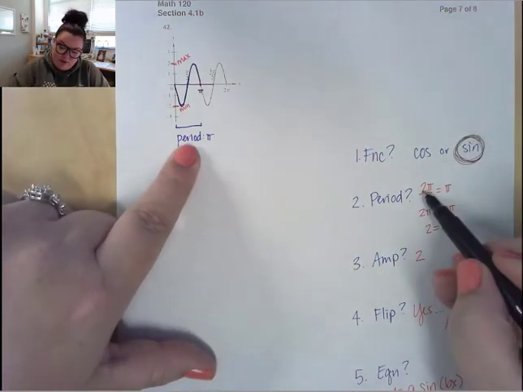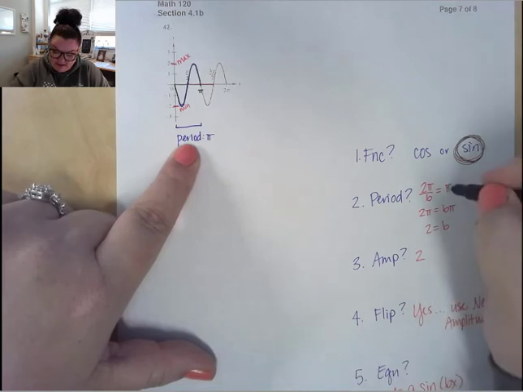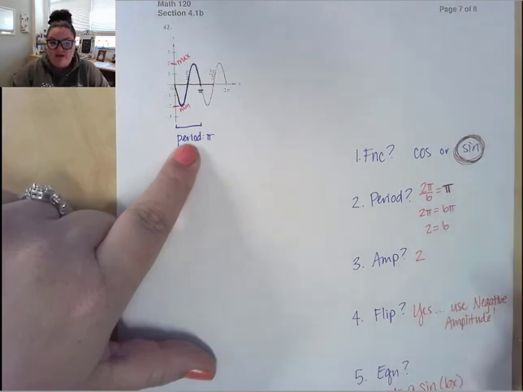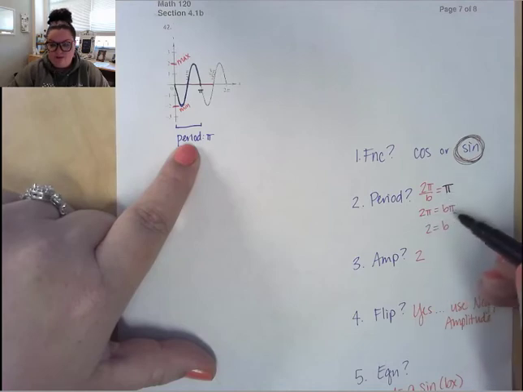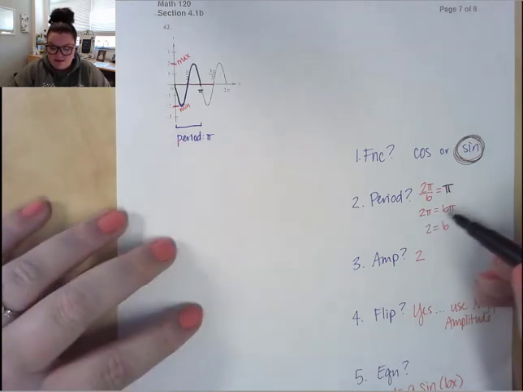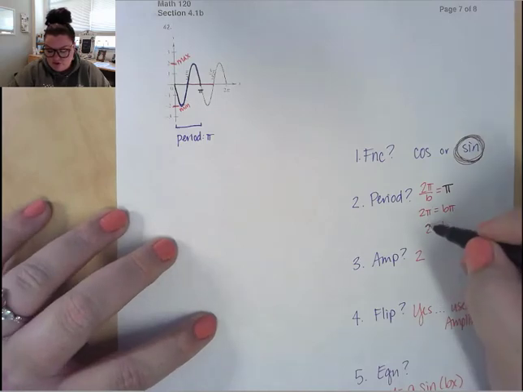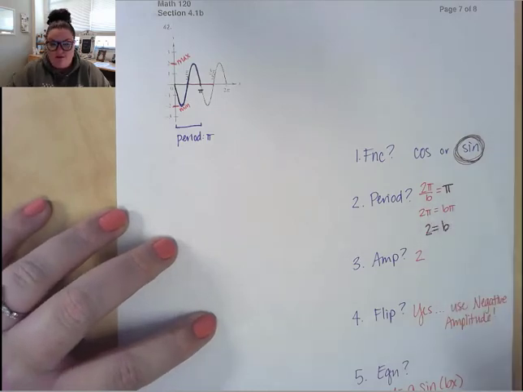So I'm going to set 2 pi over b equal to pi, right? And then I just solve. So I cross multiply, which gives me 2 pi equals b pi. I divide both sides by pi, which gives me 2 is my b value.